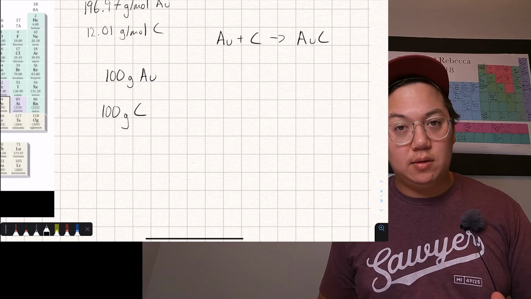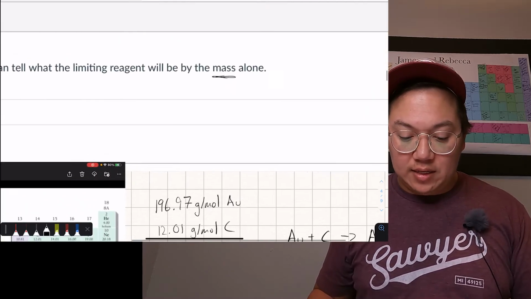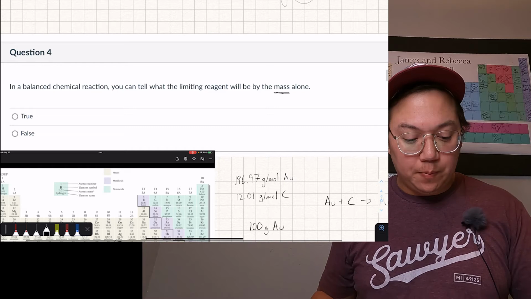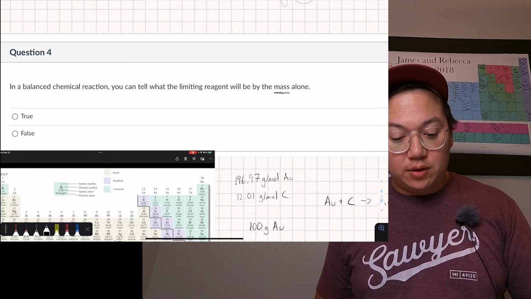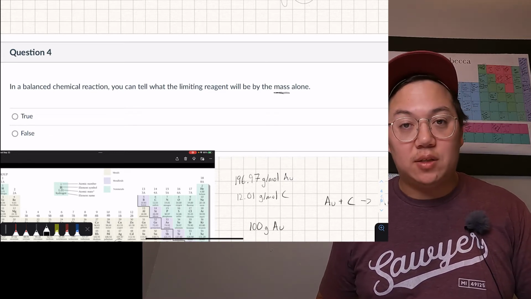So if we were to look at this and say, as this statement says in this question, in a balanced chemical reaction, you can tell what the limiting reagent will be by the mass alone.